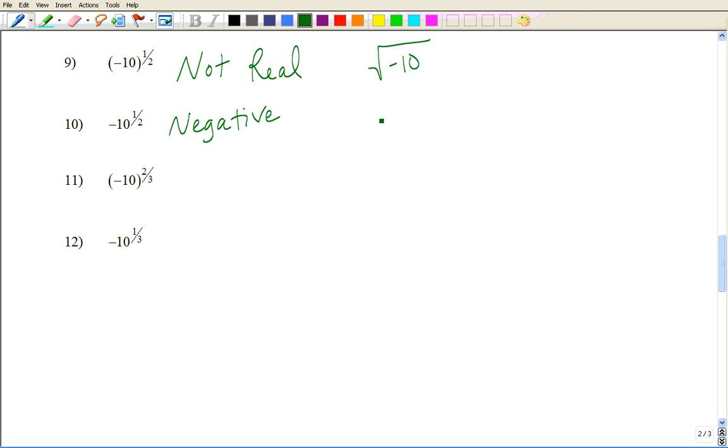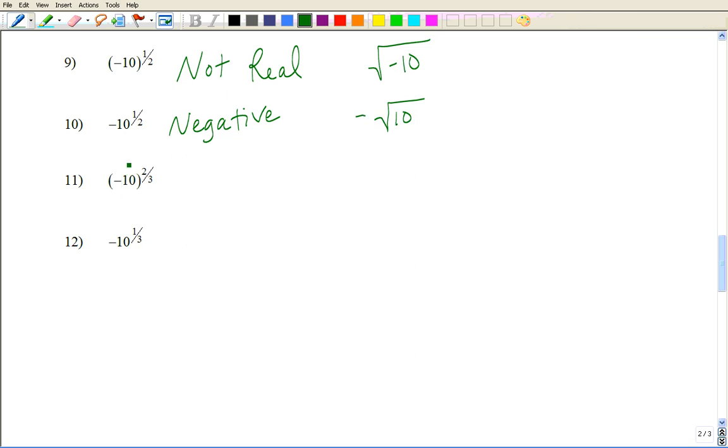So what we really have is the square root of 10, because the 1/2 belongs to the 10, and then it's multiplied by negative 1. So we can take the square root of 10, that would be a positive number, times the negative 1 in the front would be a negative number. Number 11, what is this one? Positive, negative, or not real?